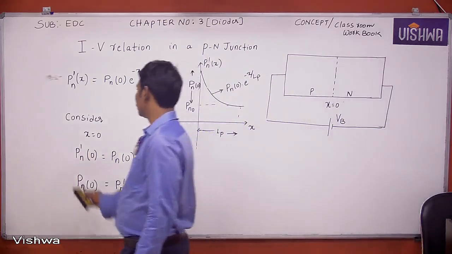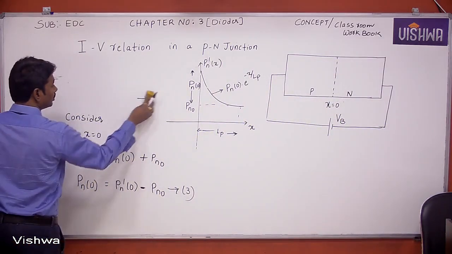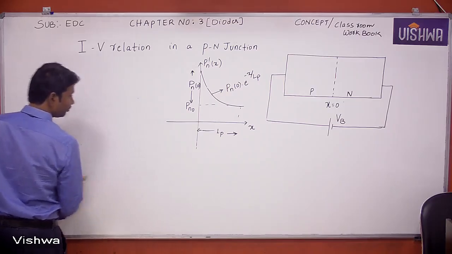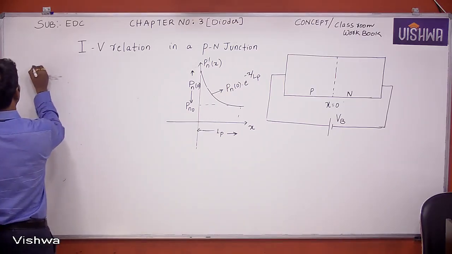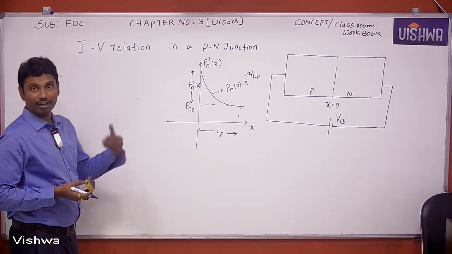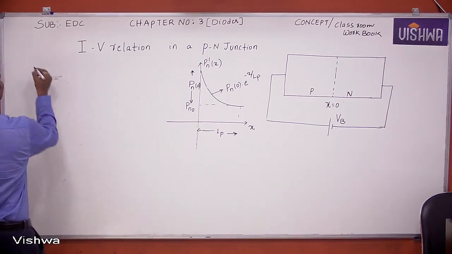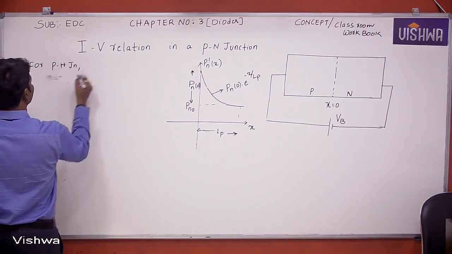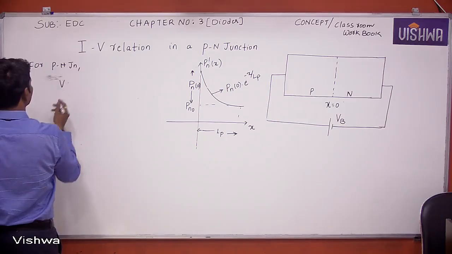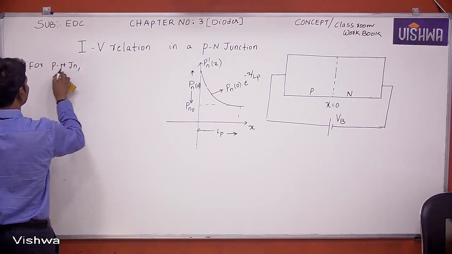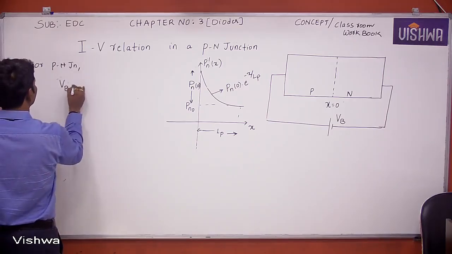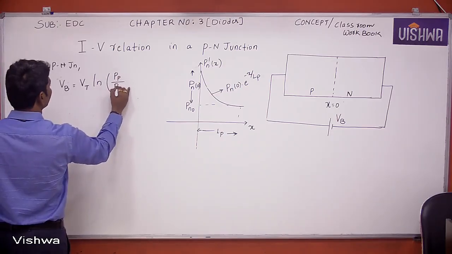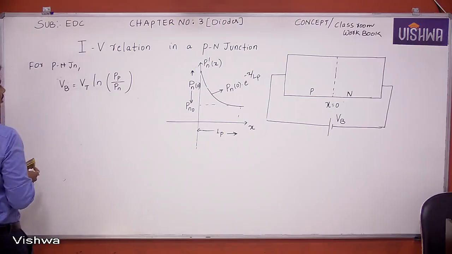Next, for a PN junction, what is the net barrier potential actually? I already discussed this in open circuited condition. Already we calculated it in my previous lecture, the barrier potential equation. For a PN junction, the net barrier potential is VB equal to VT into ln of PP by PN. This is the net barrier potential equation.